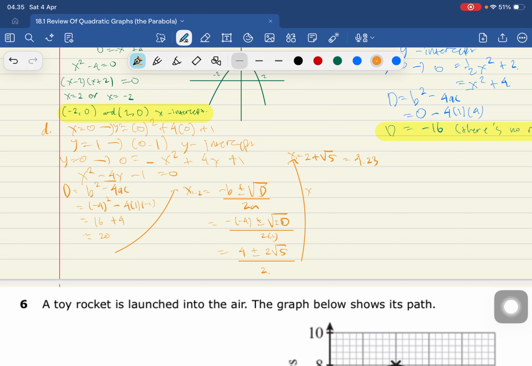The second x is going to be 2 minus square root of 5. 2 minus square root of 5, okay, negative 0.23. Okay, let's sketch. Here I will sketch. As the coefficient of x squared is negative, it's going to be going down. So sketch approximately.